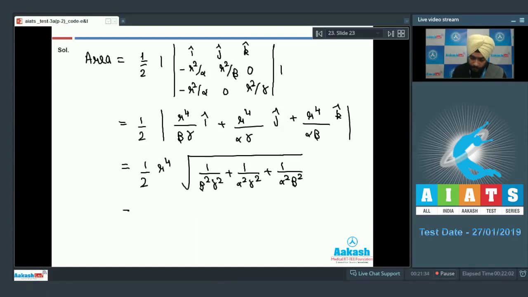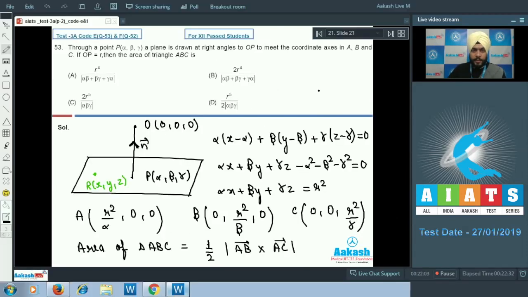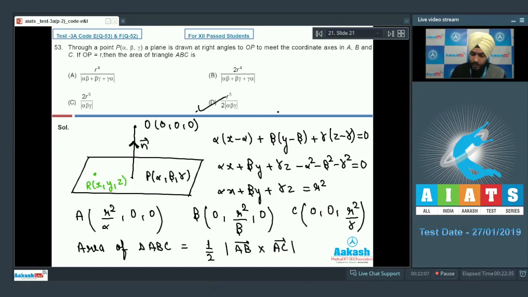So this will be 1 by 2 R power 4 upon magnitude of alpha beta gamma, root of alpha square plus beta square plus gamma square. That is R power 5 upon 2 times magnitude of alpha beta gamma. So we have this as the final answer. Let us see the options. Option number D is the correct choice. There is only one option which is correct, that is option number D.